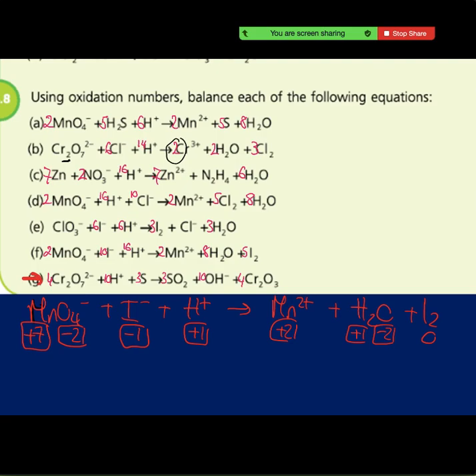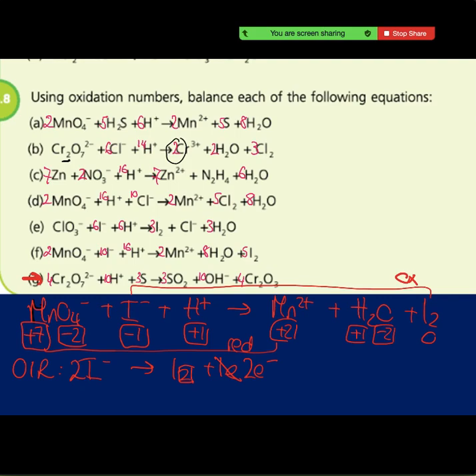So I'm going from plus 7 to plus 2. This is my red. And I'm going from minus 1 to 0. This is my ox. So my oxidation line is I minus goes to I2 plus 1 electron. But I have 2 iodines here, so I need to put 2 iodines here, and I need to change this to 2. My reduction line is MnO4 minus, I have a plus 5 electron change, goes to Mn2 plus. Same number of Mn's, so I don't have to do anything. So my number that relates 2 and 5 is multiplied by 10. So I multiply the top line by 5, multiply my bottom line by 2.